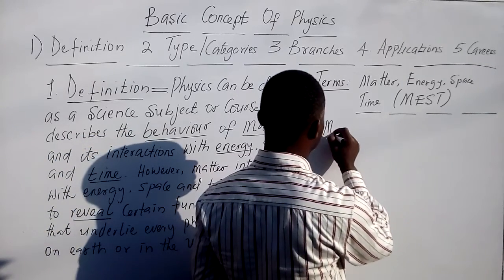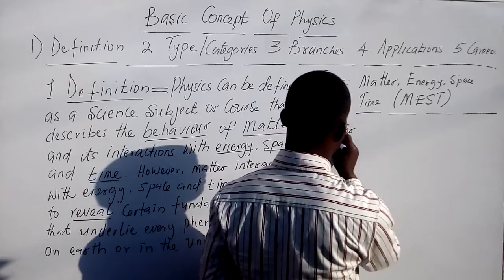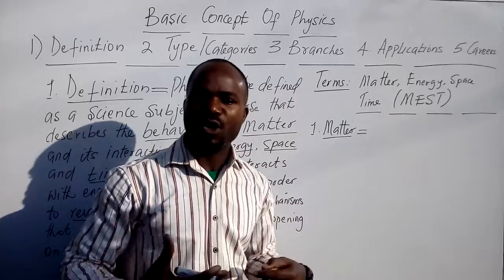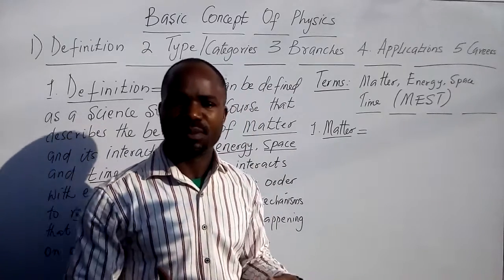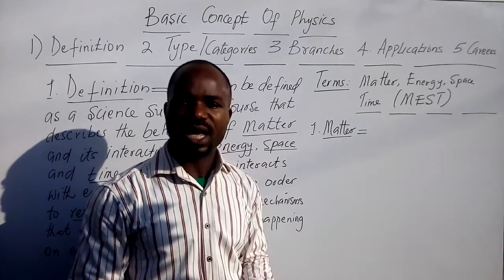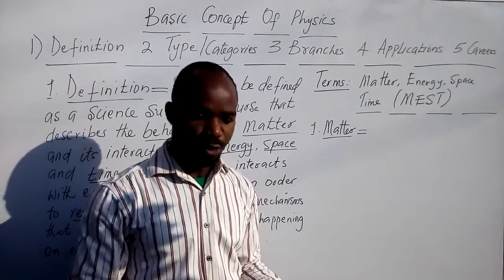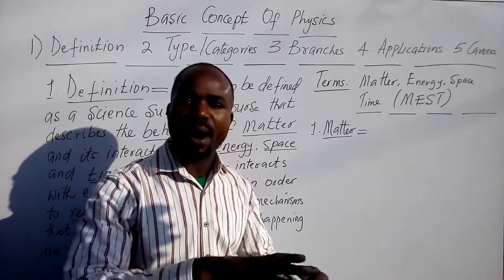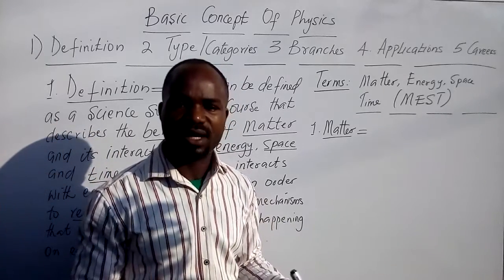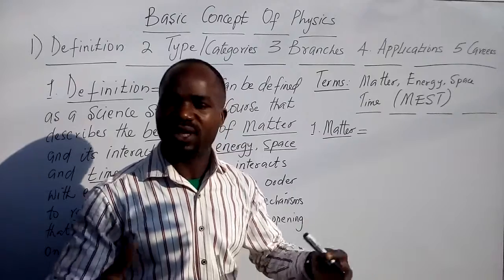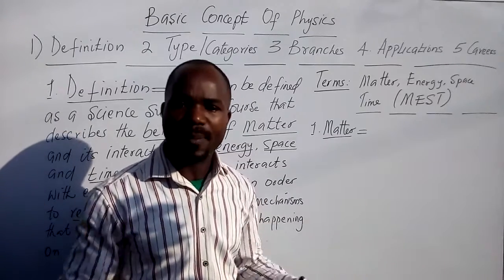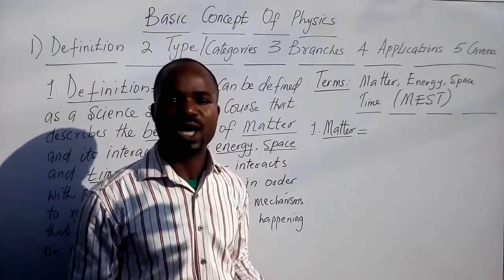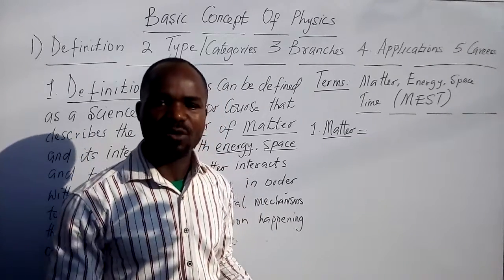The first one is matter. What is matter? The question that should come to your mind is, how can matter be defined, or what exactly is matter? Matter is anything that has mass and occupies space, ranging from the microscopic particles on the surface of the earth to macroscopic, large objects in the universe. Human beings, everything is composed or made up of matter.